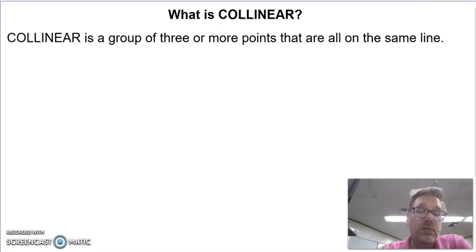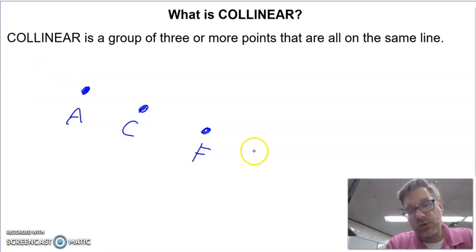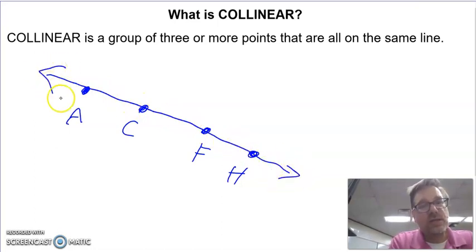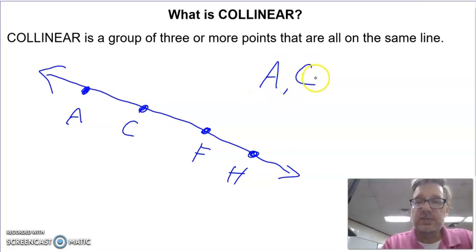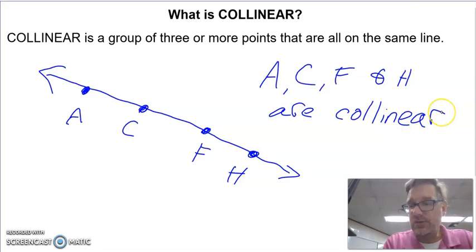Collinear, not a new word. We've talked about it before. Collinear are 3 or more points that are all on the same line, or that I can connect with the same line. So if I give you 3 or more points, A, C, F, these points are all collinear. I can keep adding points, H. All these points are collinear because they are all on the line. A, C, F, and H are all collinear because every one of them is on this line.